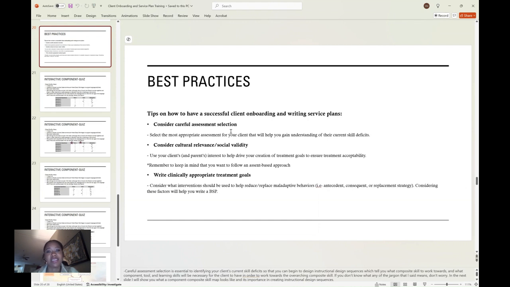and obtaining treatment acceptability from the parents. Lastly, you want to write clinically appropriate treatment goals that will target the identified maladaptive behaviors that you saw during your direct observation when first meeting the client.